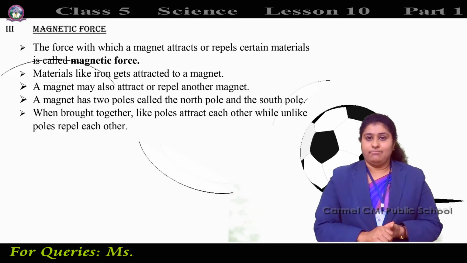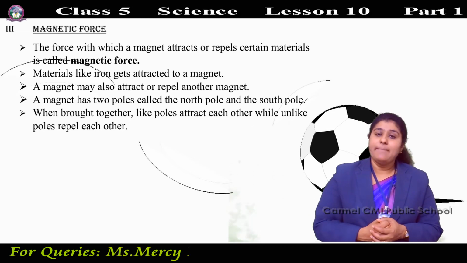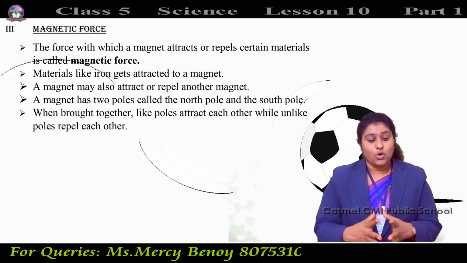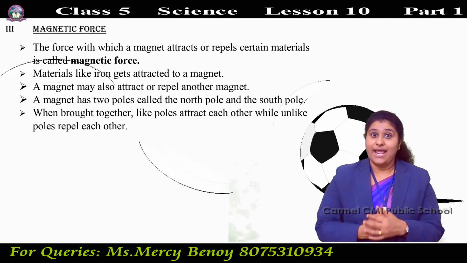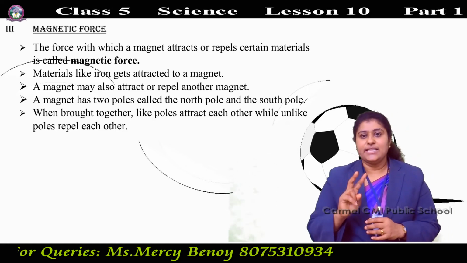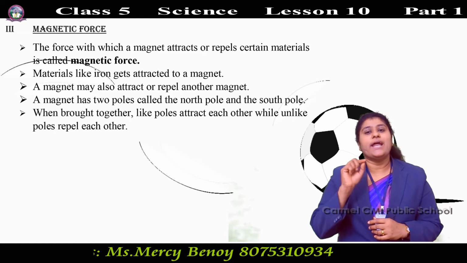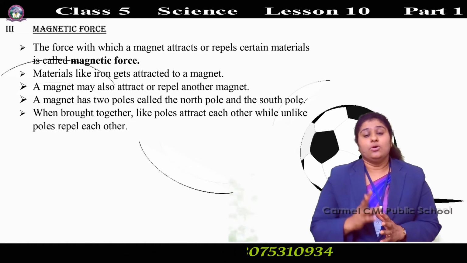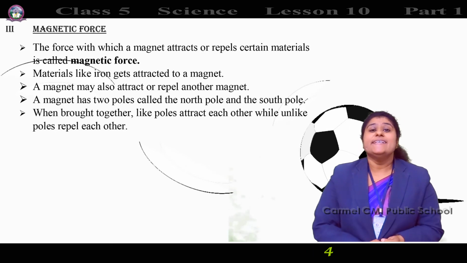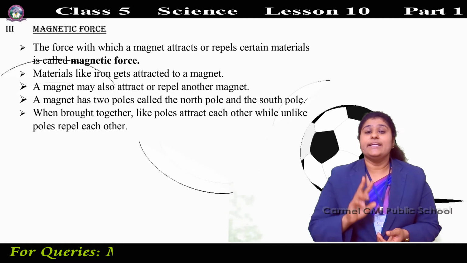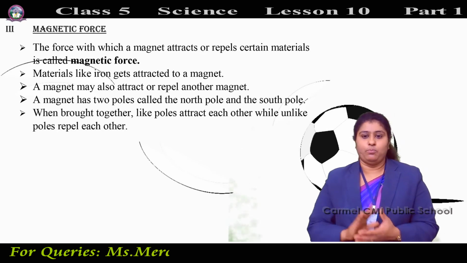Materials like iron get attracted to a magnet. Then a magnet can also attract or repel another magnet. A magnet has two poles. Have you ever seen that? It is written there, North Pole and South Pole. Okay, a magnet has two poles called the North Pole and the South Pole.